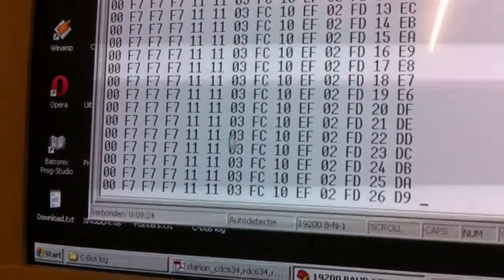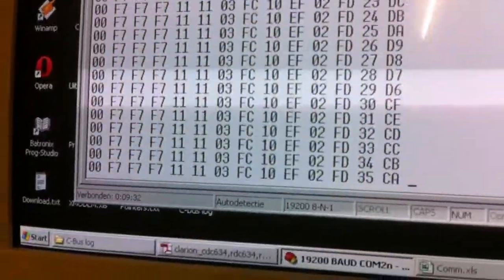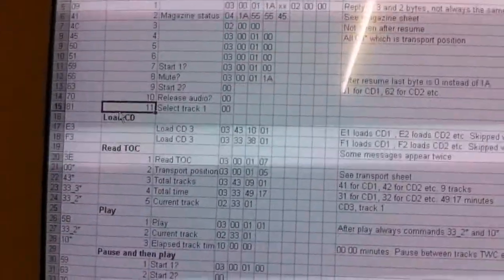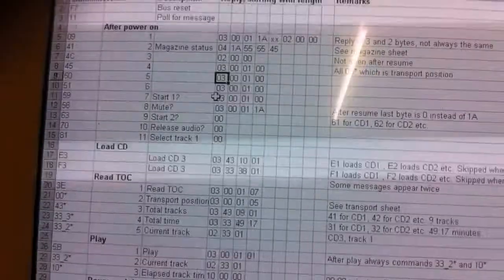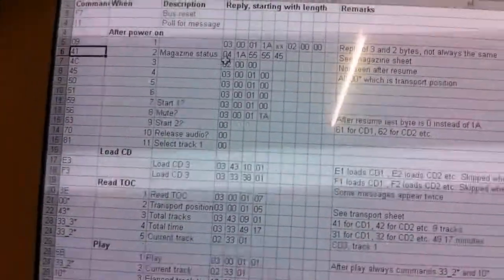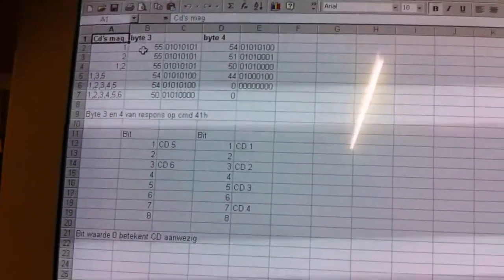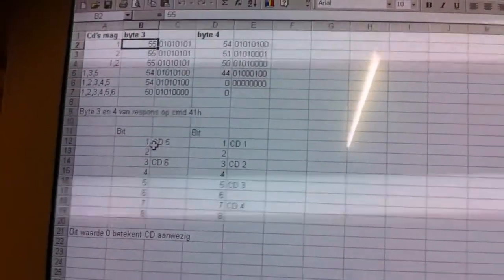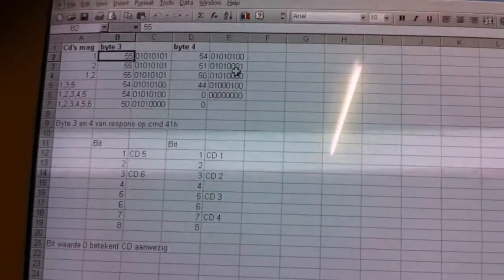So now, if you look very closely at all this data, and especially at the top, you can see a lot is going on. There is a good structure recognizable. So I made a little file with all the things I think the bytes stand for. So for example, 41 is the magazine contents. Byte 3 of that message is for CD 5 and 6, and byte 4 of the message is CD 1, 2, 3 and 4. If there is a 0, then it means that the disk is present, and a 1 is not present.